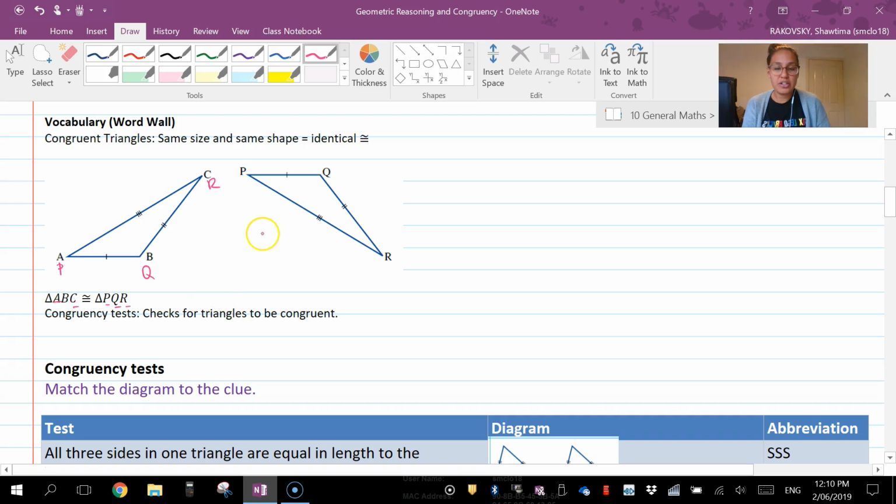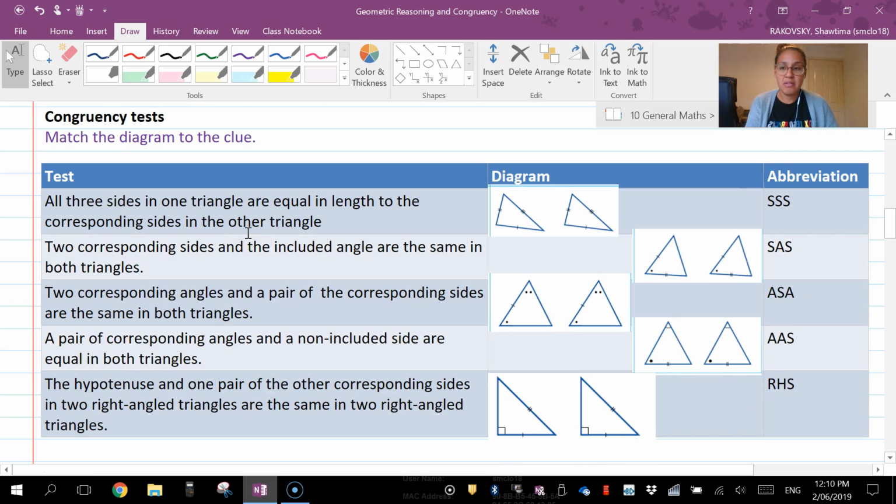To know that two triangles are congruent, we can use congruency tests. Here are your tests. I would suggest that you write them down, or remember them if you've forgotten them from year 9. You have 5 rules or tests that help you determine congruency, and it's all because it has to be in the same proportion: equal lengths or equal angles.